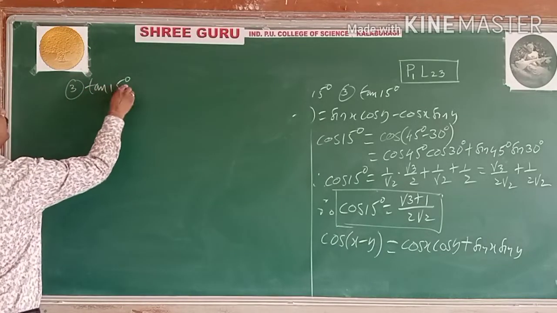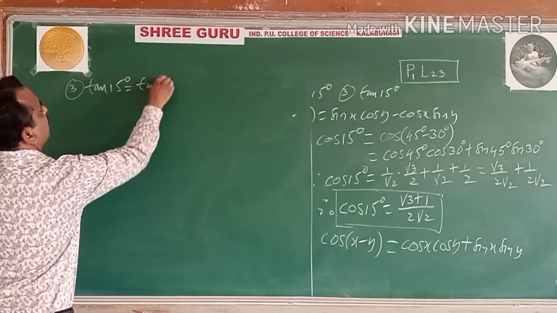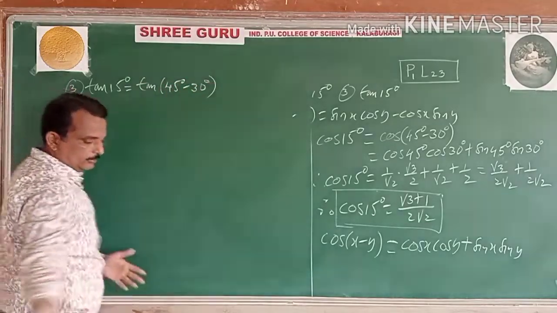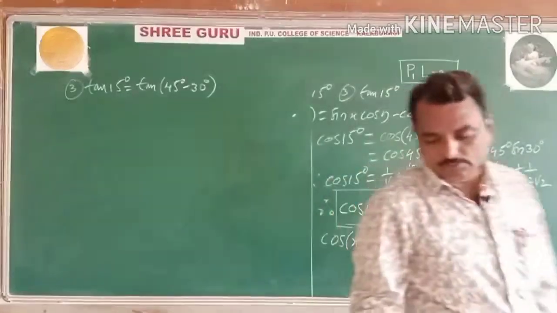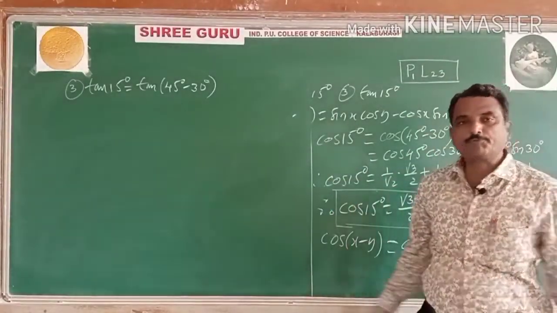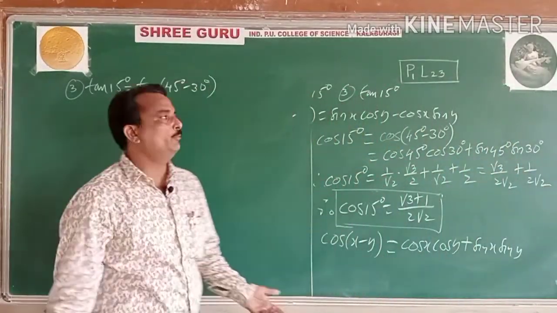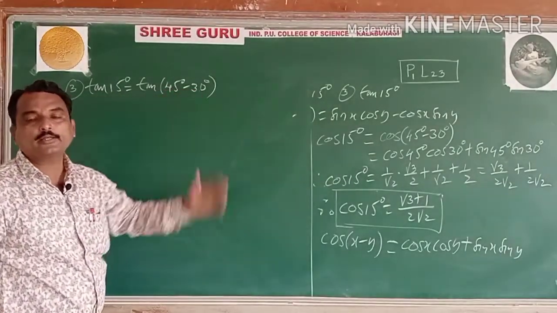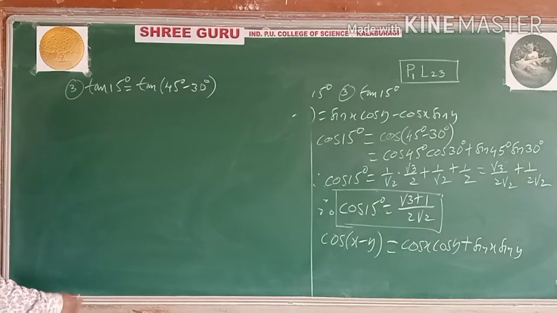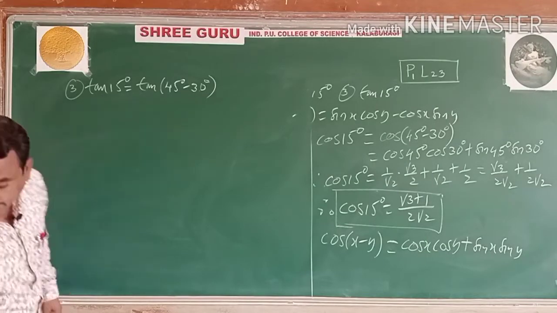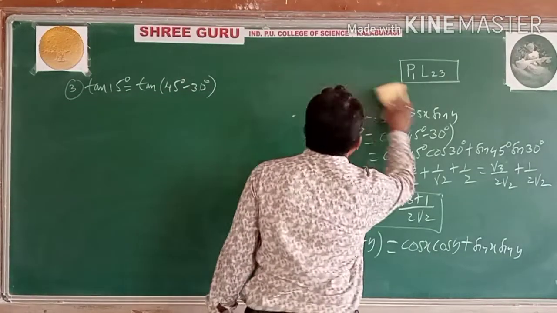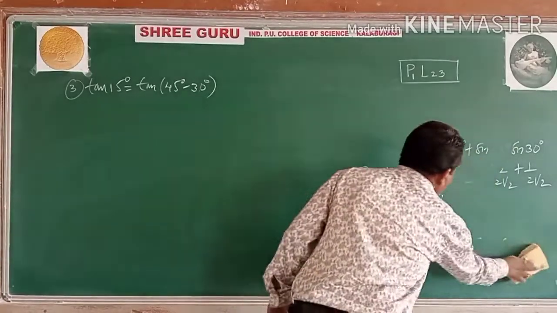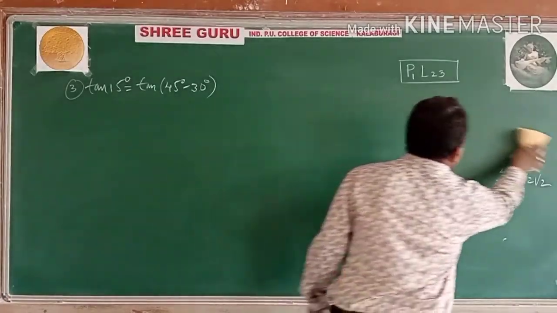Tan 15 degree is equal to, you may write the same way, 45 minus 30. It is not possible to write according to whatever angle it may be. You have to convert in terms of standard angles. Then you know the value of tan x. Here I will write the formula of tan of x minus y.